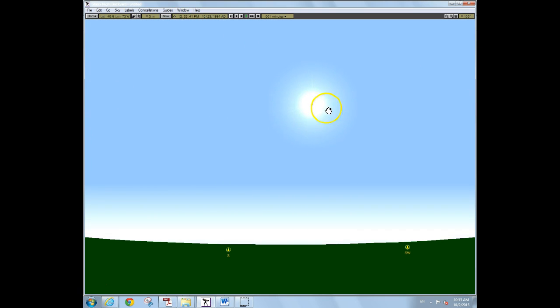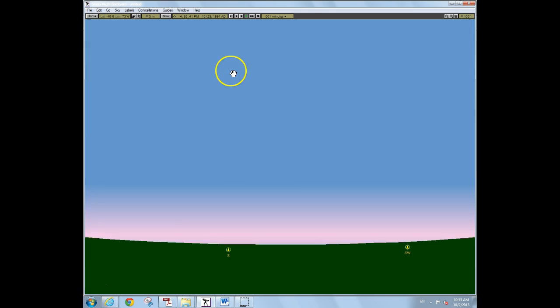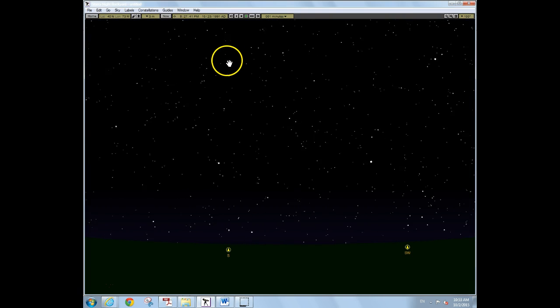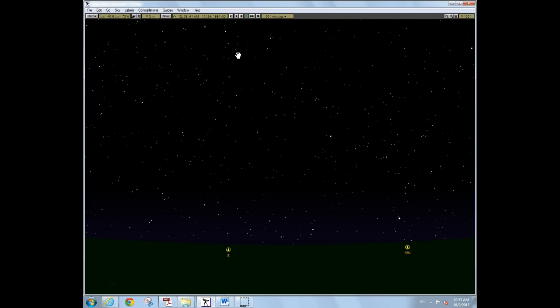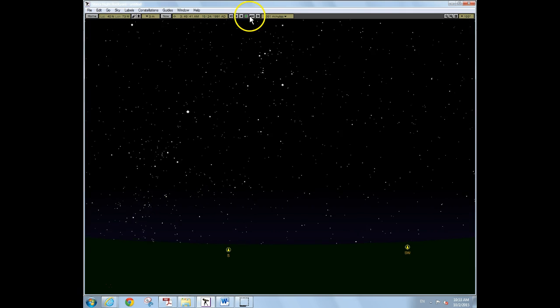And hey, there's the sun. Hi. And all of this is an apparent motion, all caused by the rotation of the Earth.